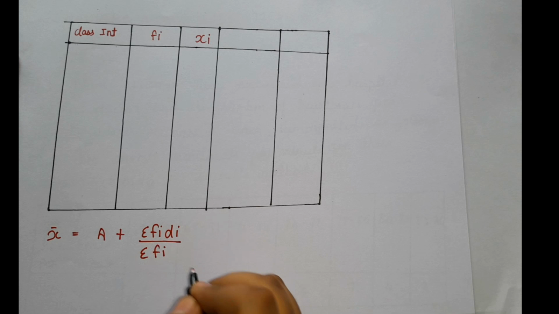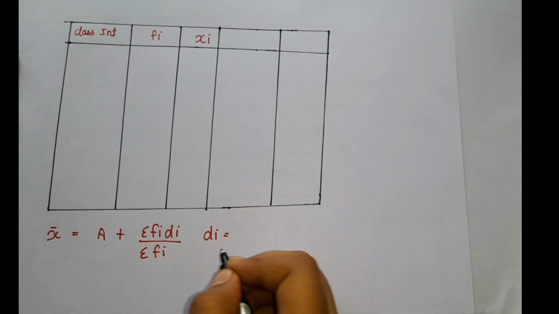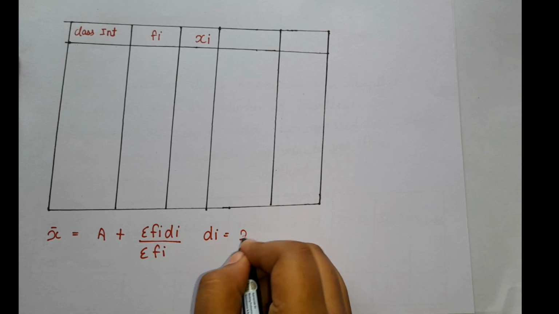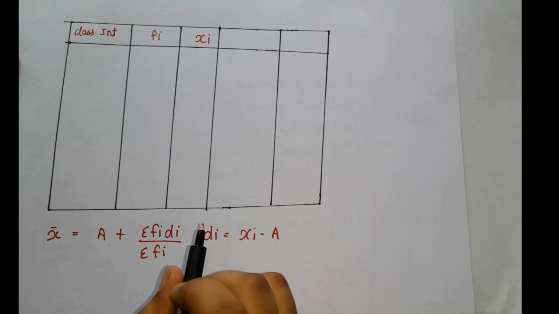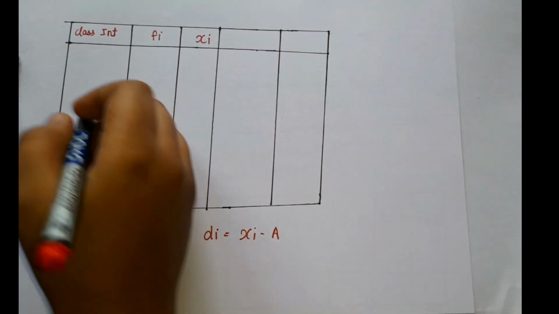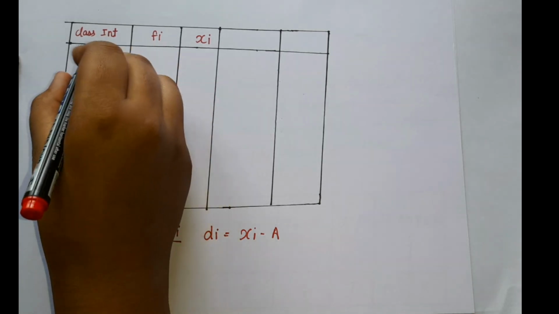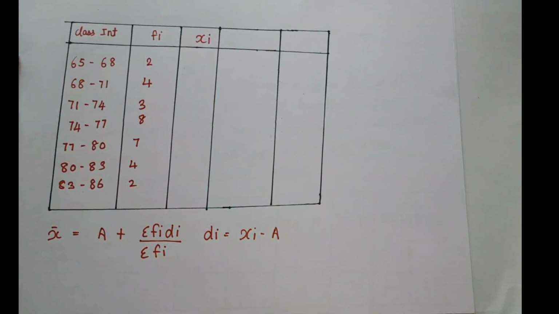So here we have di, isn't it? We want to find the di value. How to find the di value? Xi minus a. Here a is the assumed mean. First of all we want to find fi. Everything is mentioned in the question, isn't it? So I'll write the class interval and fi values. I just mentioned the class interval and fi which were given in the question.